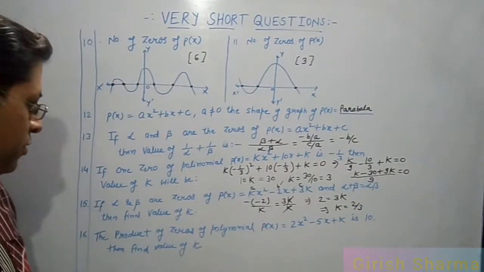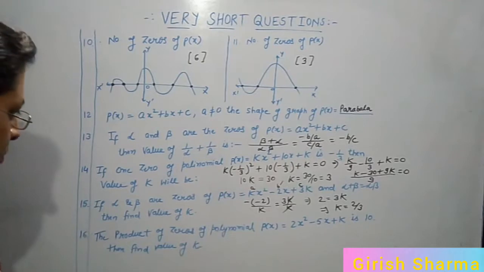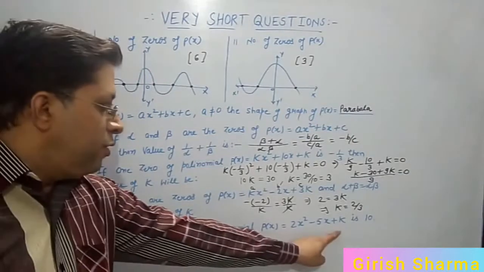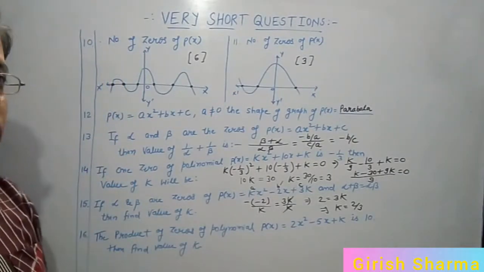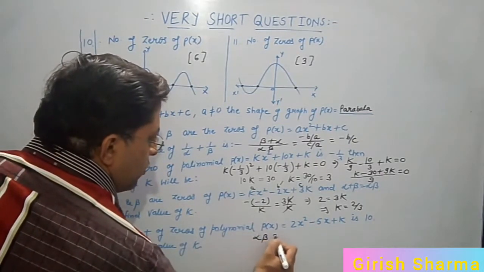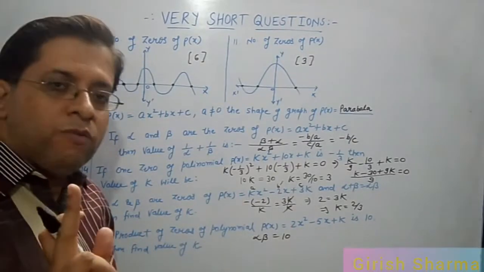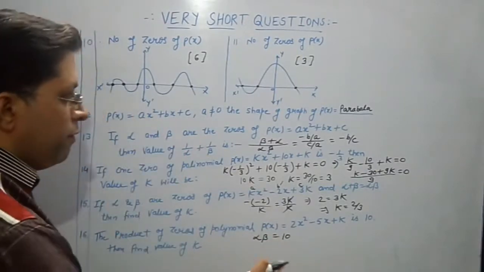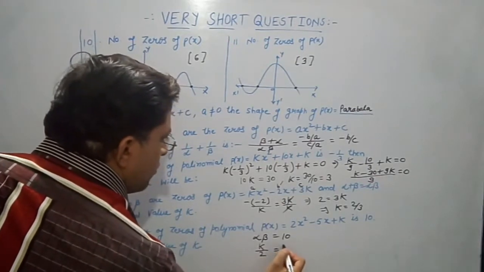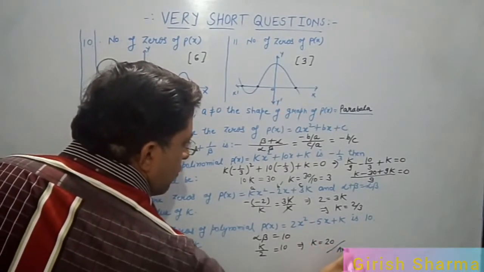This is your answer. Okay, the last question of this, after the new pattern: the product of zeros of the polynomial is given to you as 10. Then what is the meaning of product of zeros equal to 10? What is product of zeros? c upon a. What is c? k. a is 2. k upon 2 is 10. Then k is equal to 20. This is your answer.